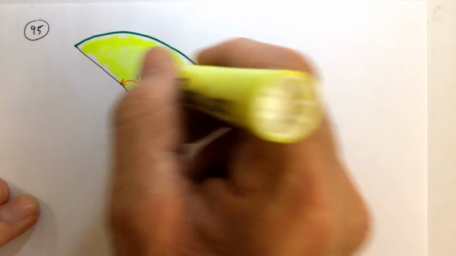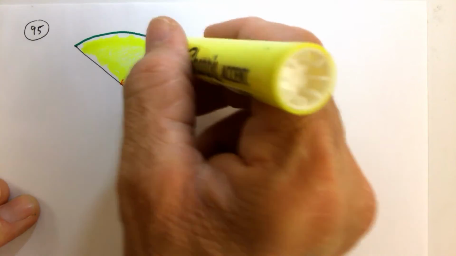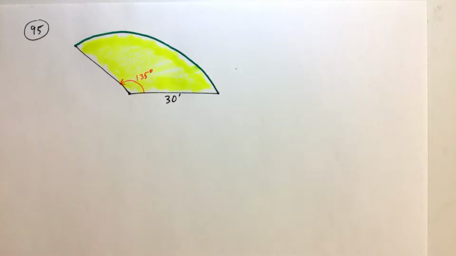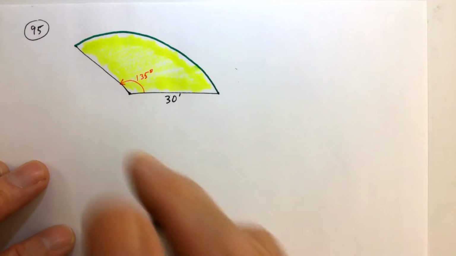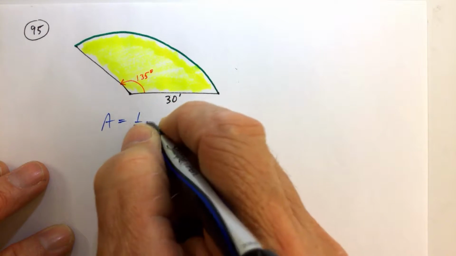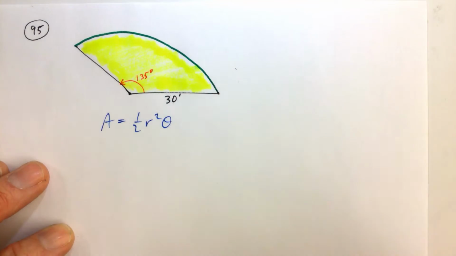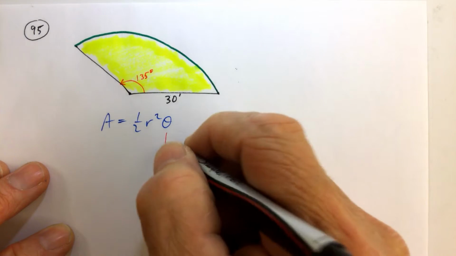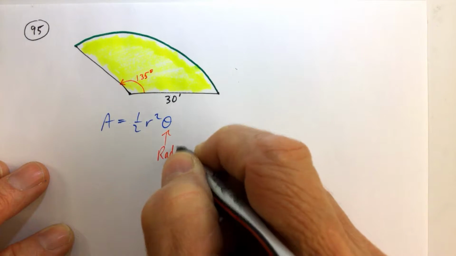How much grass, area-wise, is the water actually hitting? So that's just basically the same kind of a deal we've been doing. We've been trying to figure out the area of a sector, and we know the area of the sector formula is 1/2 r squared theta, where theta must be in radians.